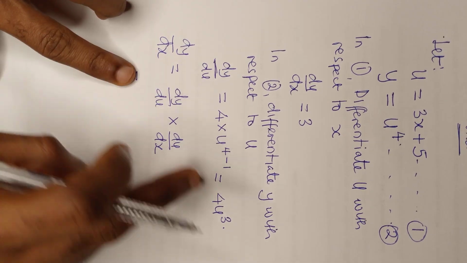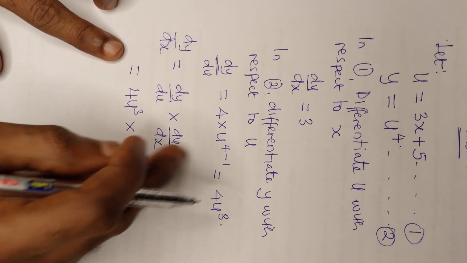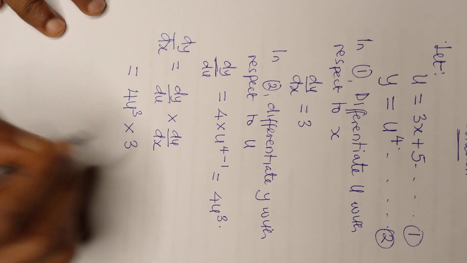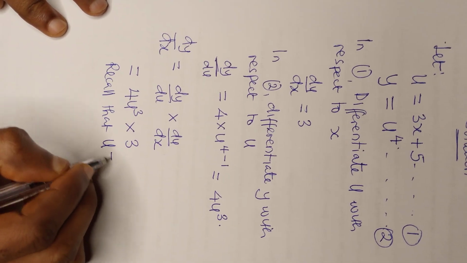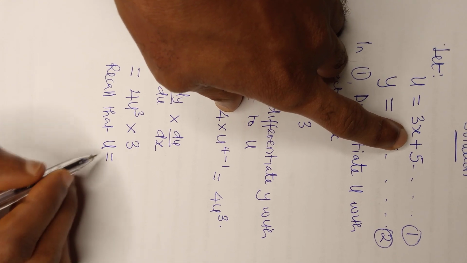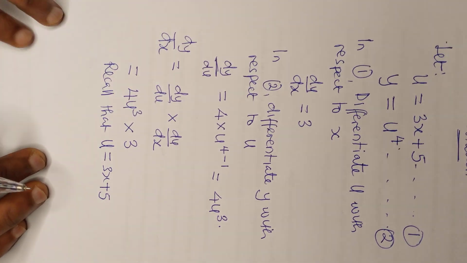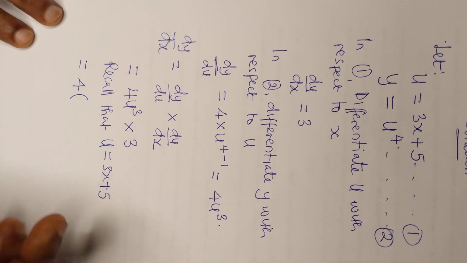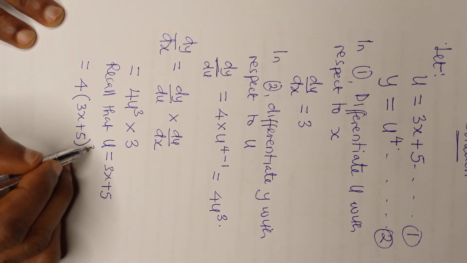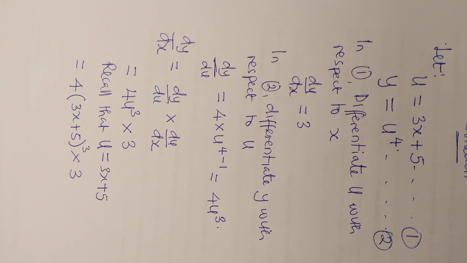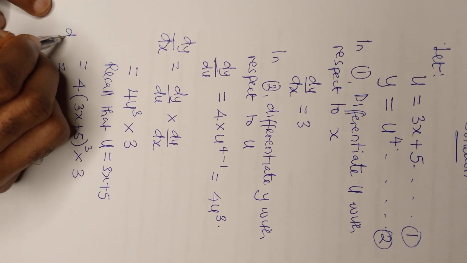So our dy over du is what? 4u raised to the power 3. So we have 4u raised to the power 3 times our du over dx, which is 3. So recall that if you go to equation 1, u is equal to 3x + 5. So we are going to bring that value in, so that we have 4 into our value of u, which is 3x + 5, but it's raised to the power what? 3, times 3. Okay?